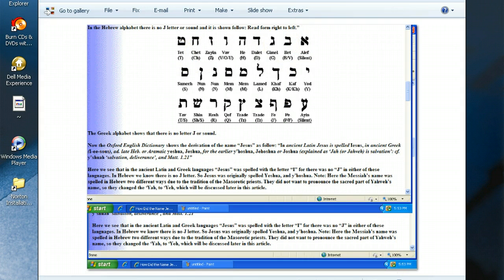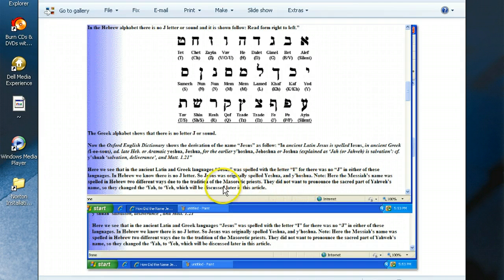In the ancient Latin, Jesus is, well, the spelling's different. In ancient Greek, you see a Y-E-S-H-U-A, H-O-S-H-U-A, and then you see all these different ones, and here we see that in ancient Latin and Greek language, Jesus was spelled with the letter I, for there was no J in either of those languages. In Hebrew, we know there is no J letter. He was originally spelled Yeshua, or however you want to pronounce that.